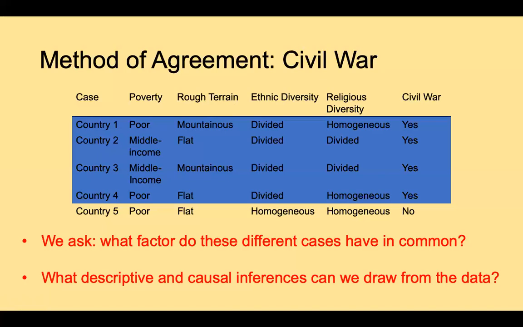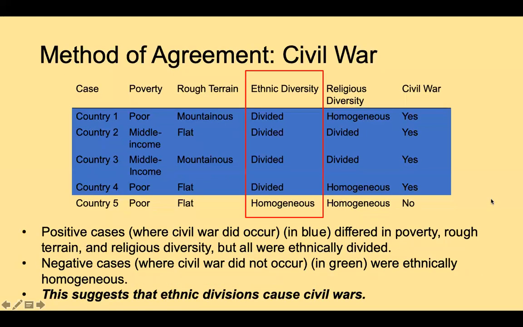I think virtually everyone has the same idea here, and that idea is that ethnic diversity might be connected to civil war in this data, at least. And the way we see that is the set of patterns that emerges among the cases.